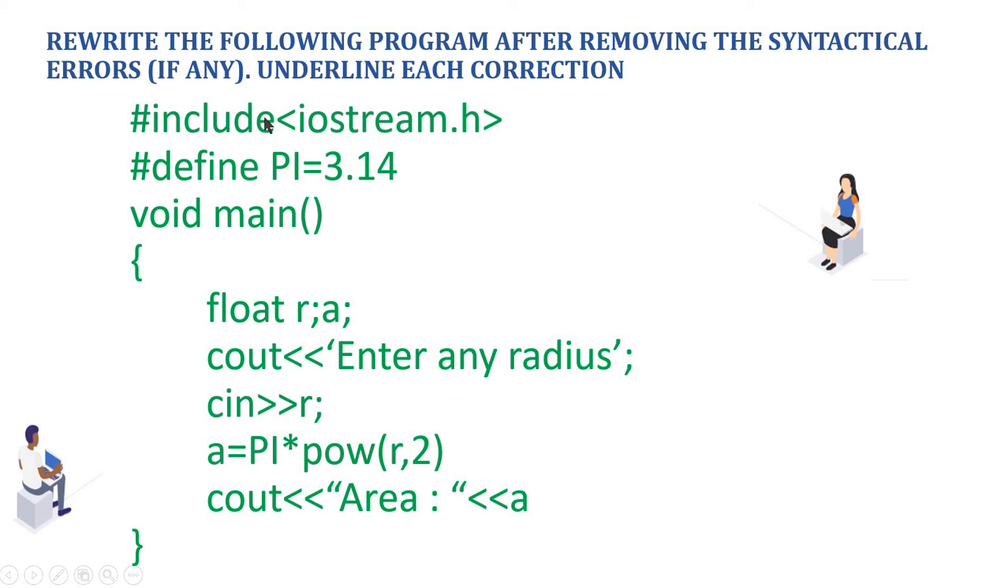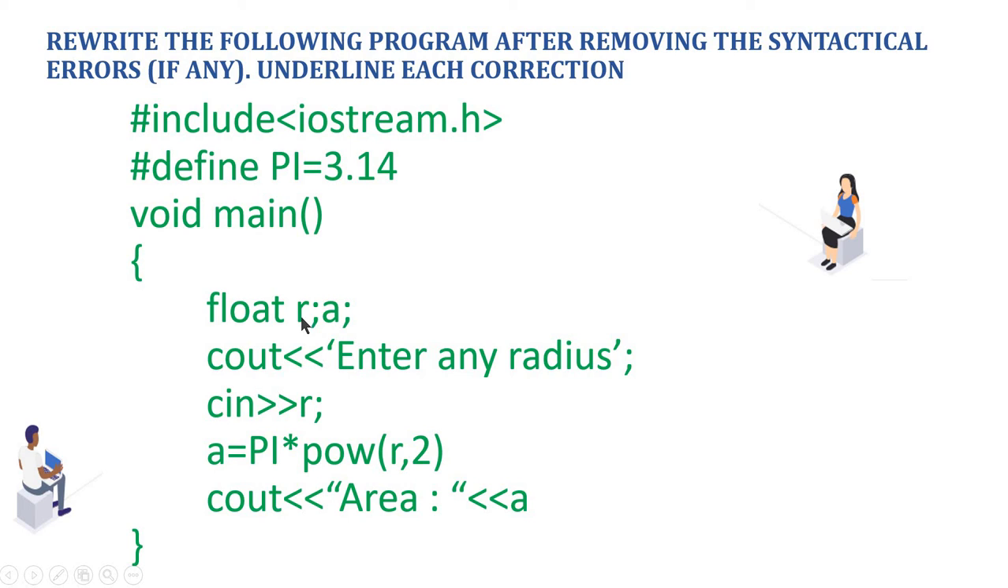First, header files, right? So #include <iostream.h>, it's correct. So do we need to include any other header files? You have to check. So here we have used the power function which comes under math, so we have to include #include <math.h>. Okay. So the next one is #define pi = 3.14. This is not the syntax. So #define pi 3.14, the equal to will not come for #define.